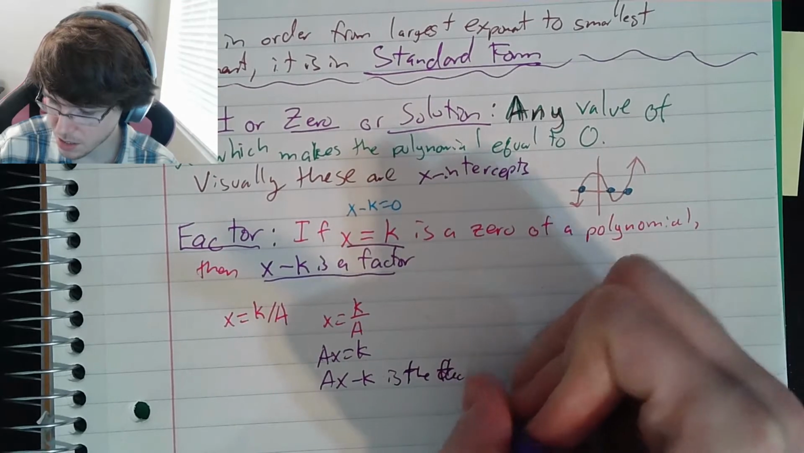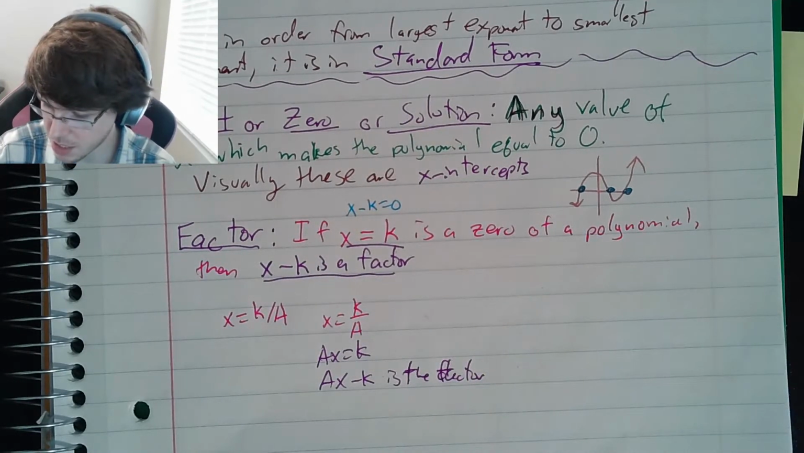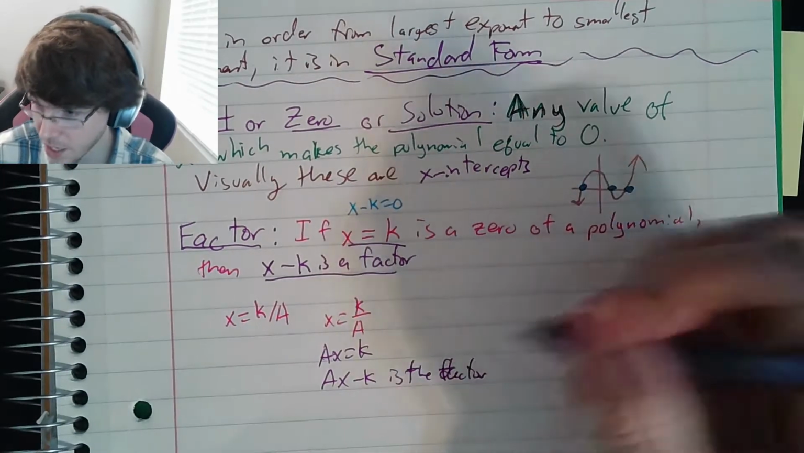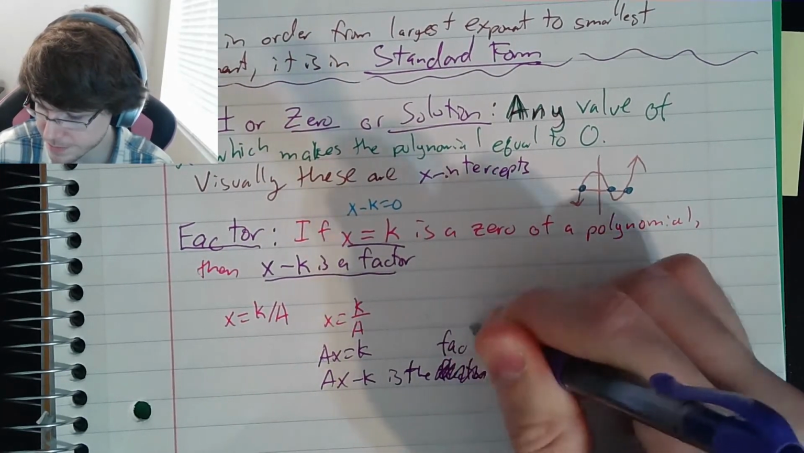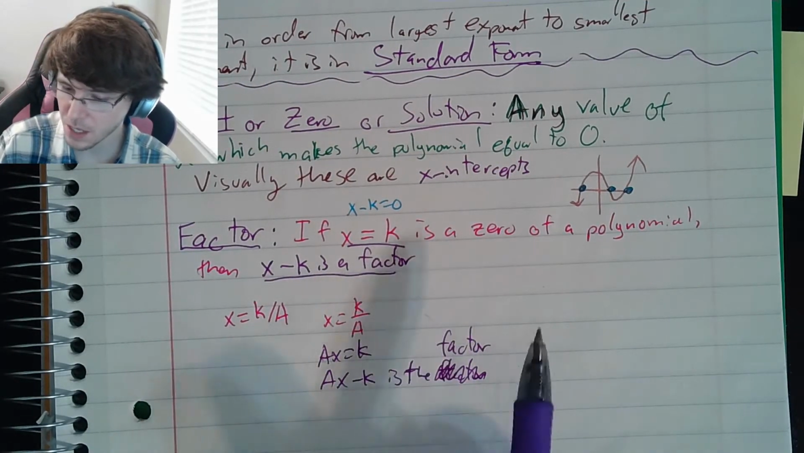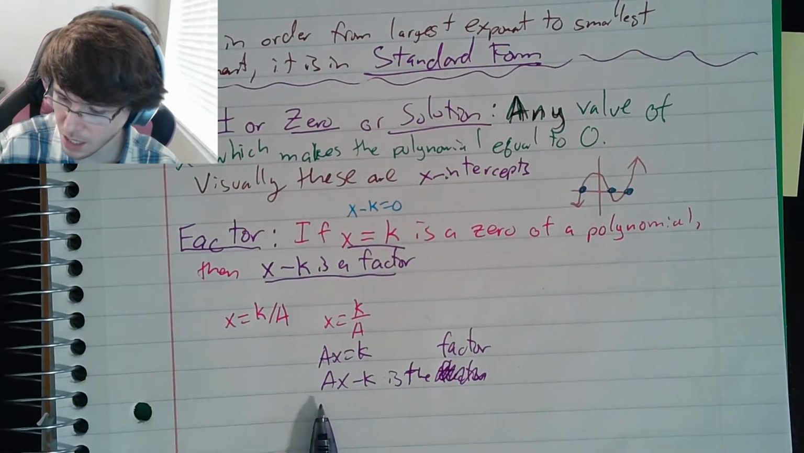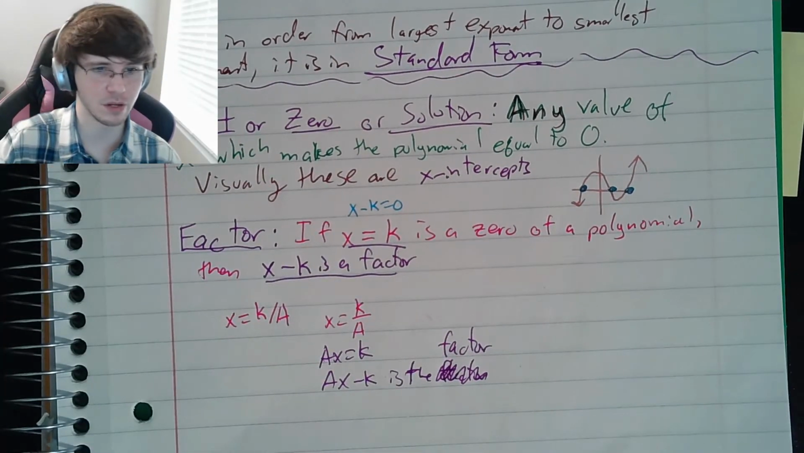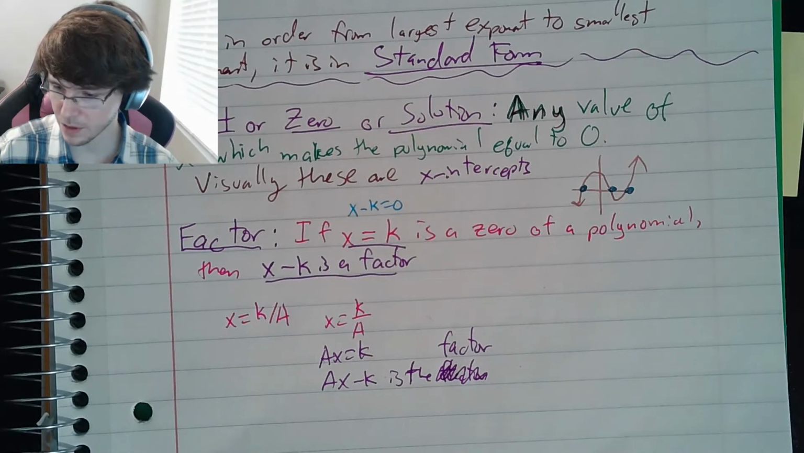Oh my gosh, I cannot spell right now. Okay, so we have ax minus k is the factor. That says factor, that is so terrible. I apologize, guys. All right, so if x equals k is a 0, then x minus k is a factor, and if x equals k over a, then ax minus k is the factor. A little bit annoying, but all these are written in this way.